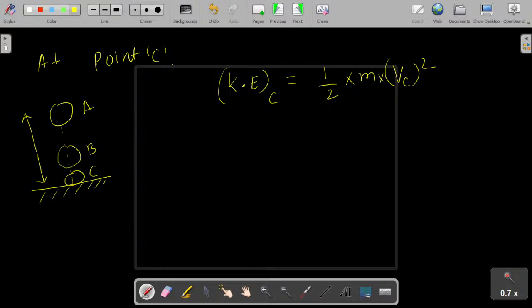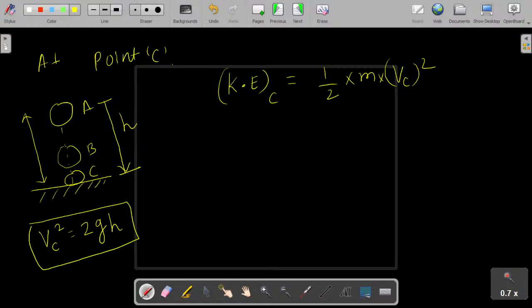Just remember a trick. I will tell you the trick: v_C squared is equal to 2g times the distance from A to C. What is the distance? This point is h minus x: this is x, this is h minus x. But we are finding the distance from A to C, and C is very near the ground. So we can write its value as h. Directly remember, v_C squared will be 2gh.